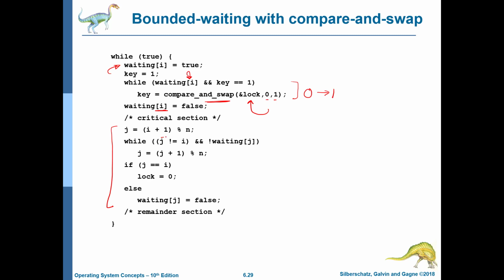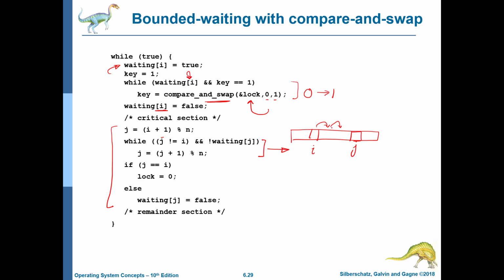As long as j is not equal to I and j is not waiting, I keep incrementing j. These two lines basically mean that if, let's say, I am process I and I am arranging all the processes as a circular queue, I keep on walking this circular list or queue, whatever you may call, until I find a process j which is actually waiting for the lock, right?